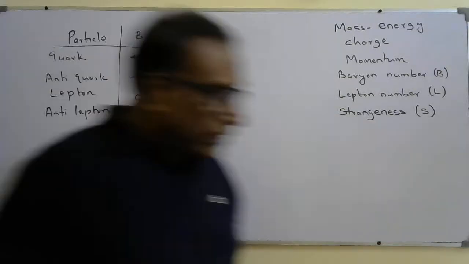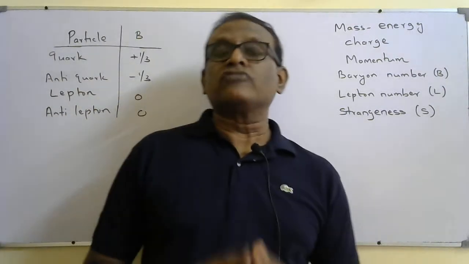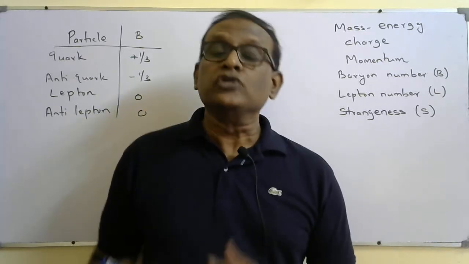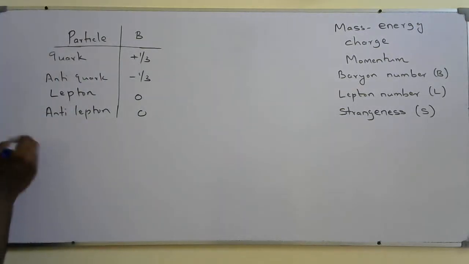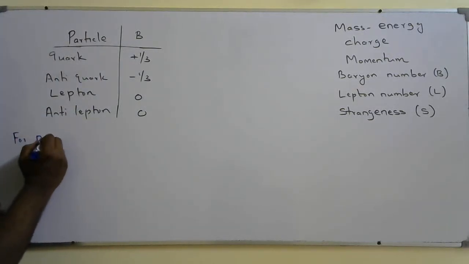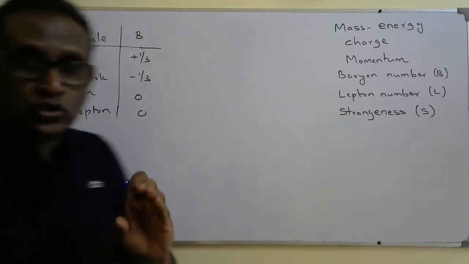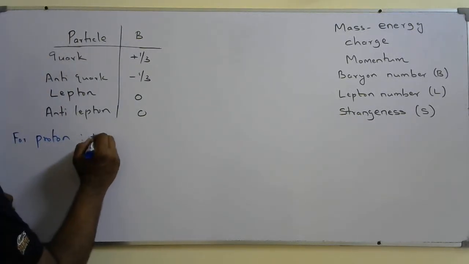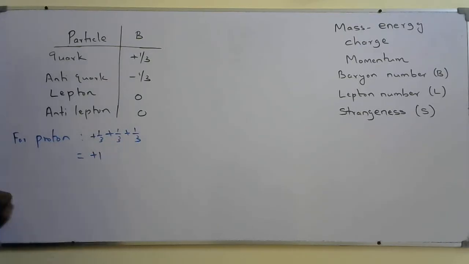So what could be the baryon number of a proton? You must remember the internal structure of proton and neutron. Proton is made of two up quarks and a down quark. Neutron is made of two down quarks and an up quark. So for proton, it consists of three quarks, U quark and D quark. Each of them has plus 1 by 3. So plus 1 by 3, plus 1 by 3, plus 1 by 3, that is equal to plus 1. So baryon number of a proton is plus 1.